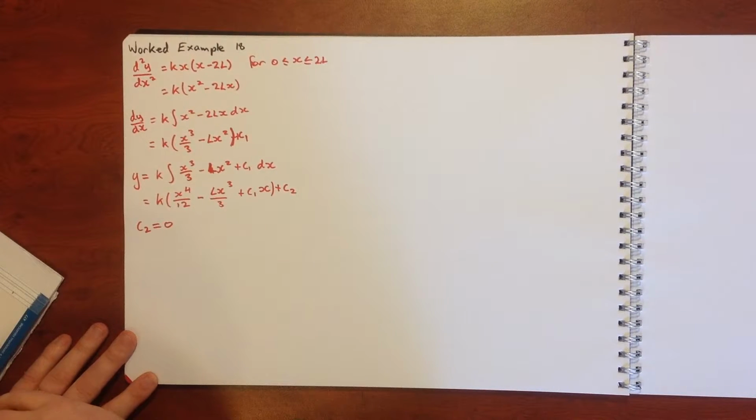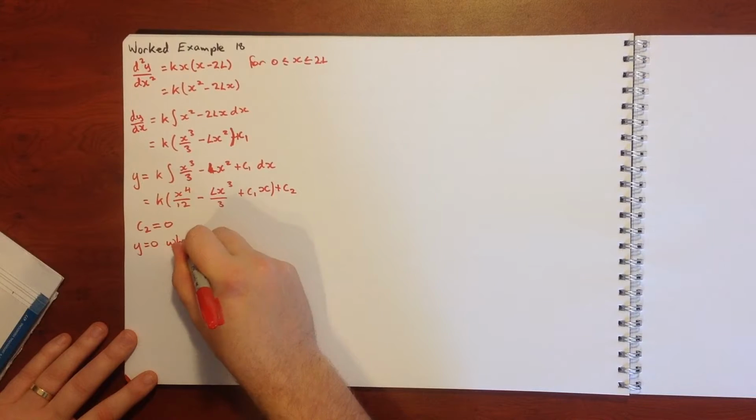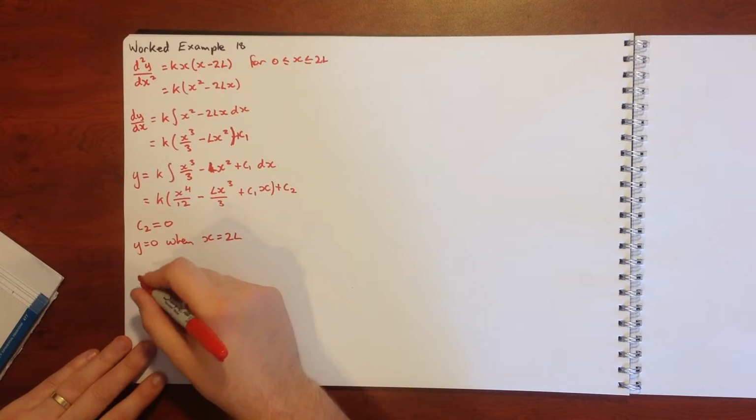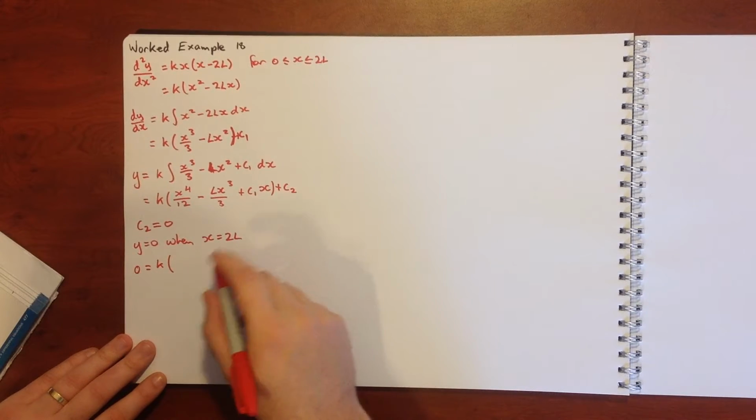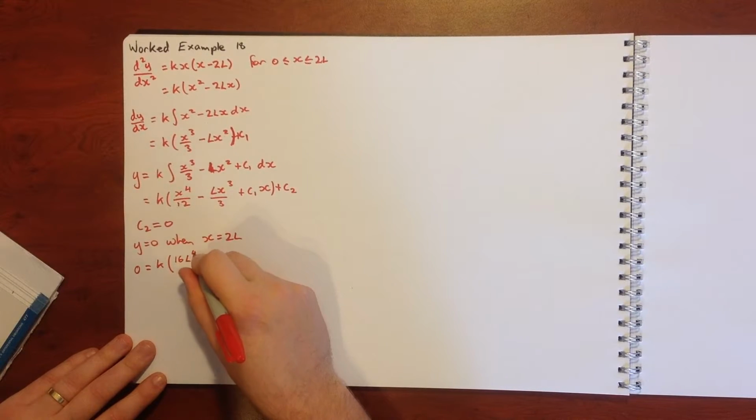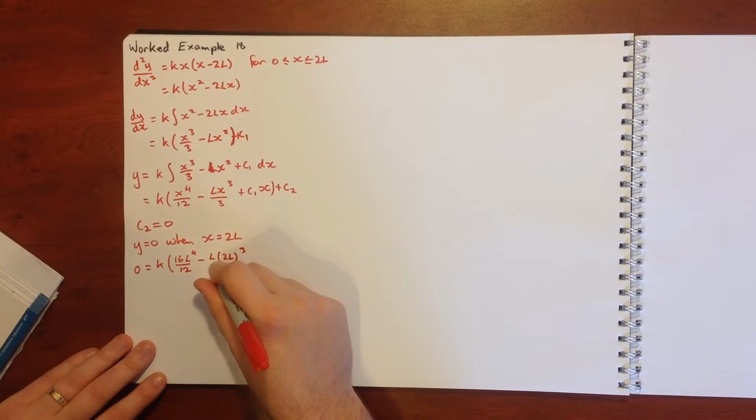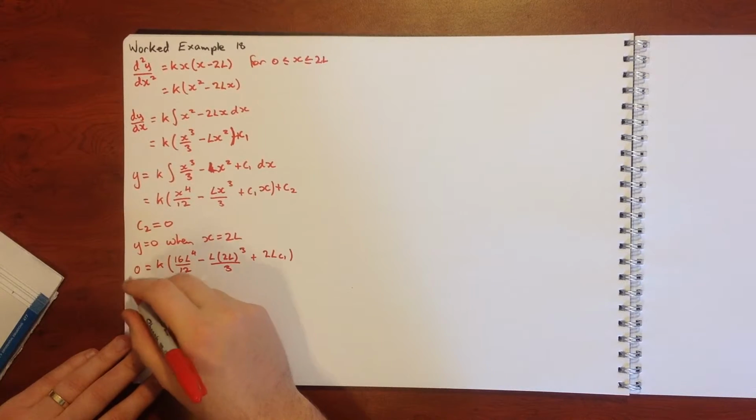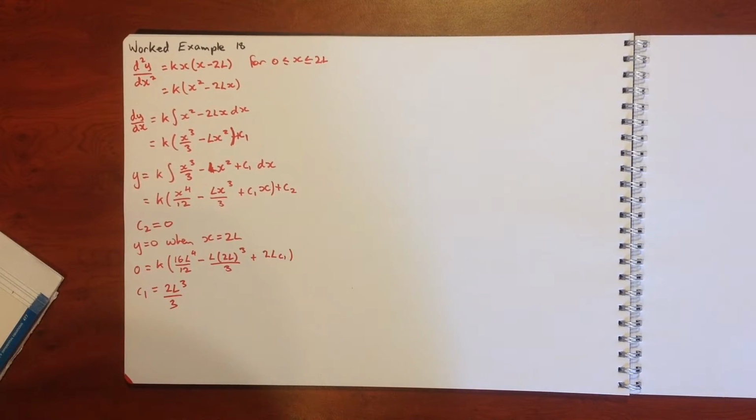Okay, so what we now need to do to find C1 is use the fact that y equals 0 when x equals 2L, because that's the other end of our fixed beam. So what we do then is sub in 0, and our k equals 16L to the 4 on 12 minus L times 2L cubed on 3 plus 2LC1. When we rearrange that for C1, we find that C1 equals 2L cubed on 3.